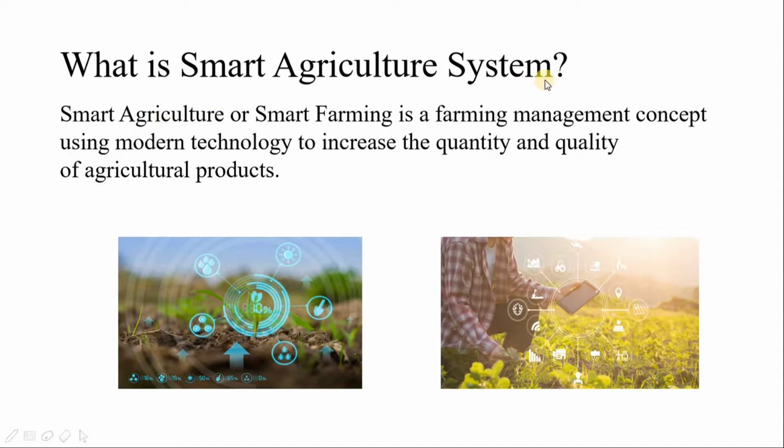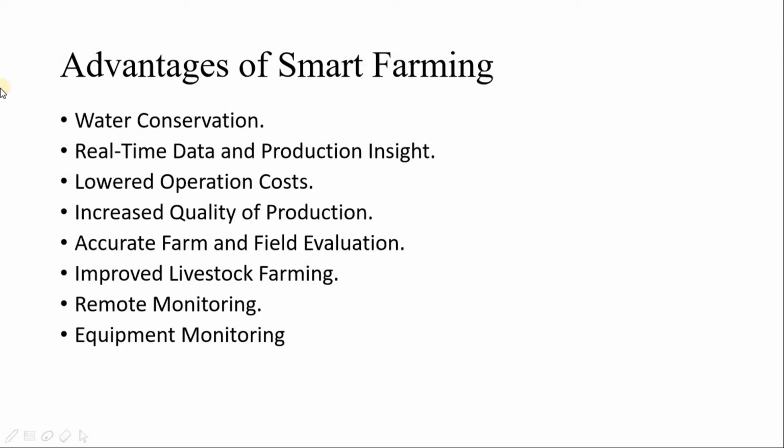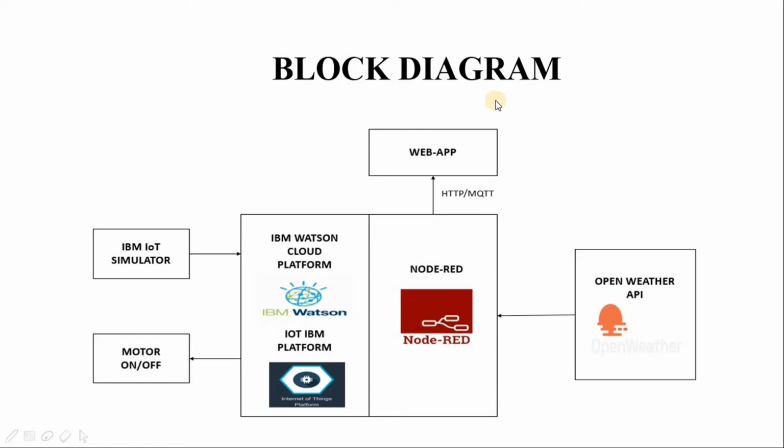There are many advantages of smart agriculture system: water conservation, real-time data and production insight, lowered operation costs, increased quality of production, and so on. This is the block diagram of the system that we had done in our project.